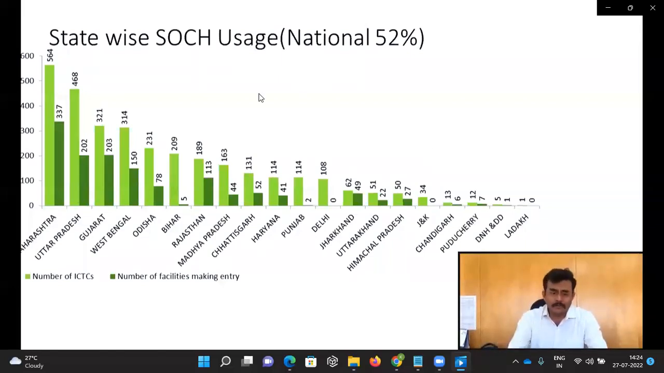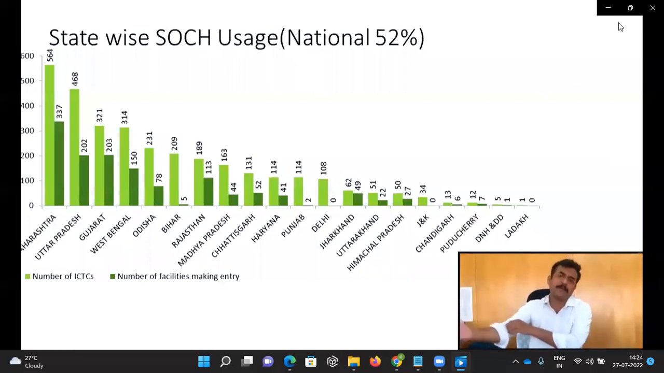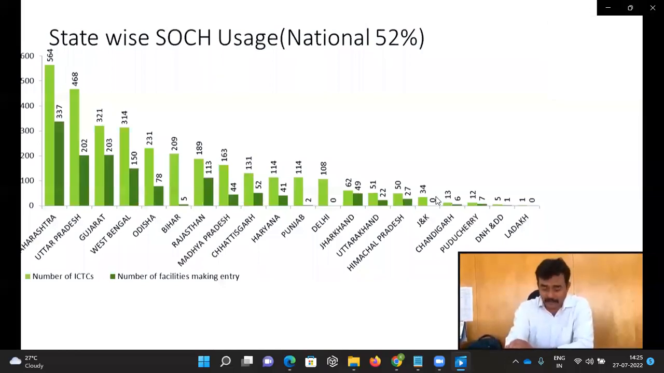Ask your counselor to regularly use SOCH. In the coming slides, we will come to the revised client flow. We know that a counselor sees 20 to 30 clients in a day. I personally went to a few ICTCs and saw that if the pre-counseling part is considered, it hardly takes 3 to 4 minutes to fill it, and then the post-counseling part takes a bit more. For positive clients and negative clients, this is also not that much. So we have to encourage counselors to use SOCH.